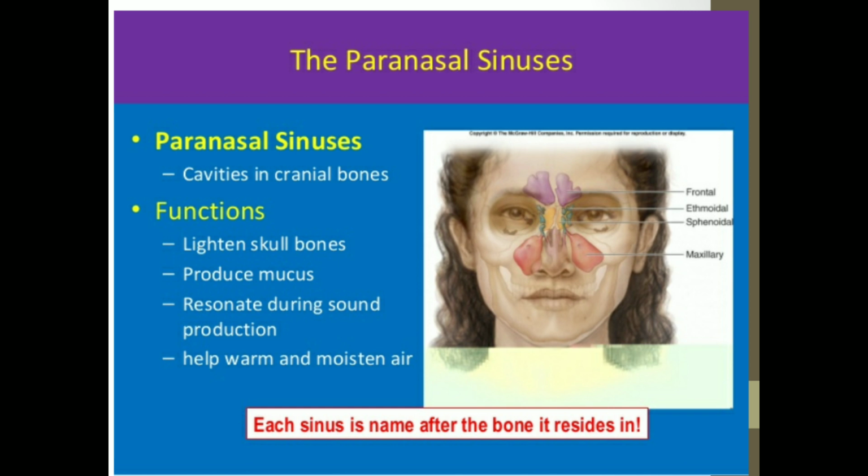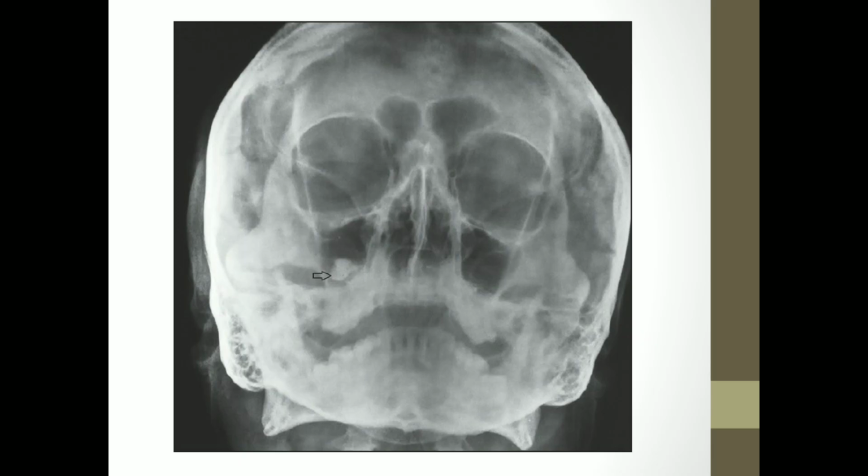See here, each sinus is named after the bone it resides in. So where it is present, they are named accordingly. In the frontal bone, the sinus is called the frontal air sinus. In the maxillary bone, the sinus present is called the maxillary air sinus. The next two are the ethmoidal and sphenoidal air sinuses. So the names are frontal, maxillary, ethmoidal and sphenoidal. These are the paranasal air sinuses.